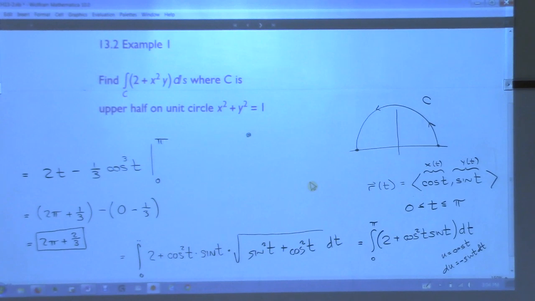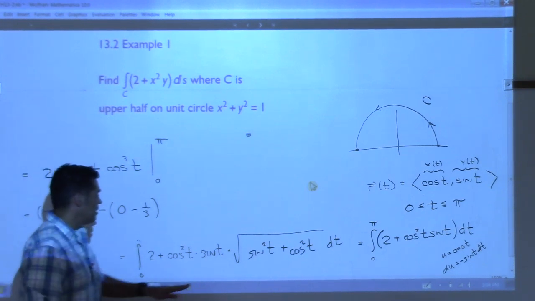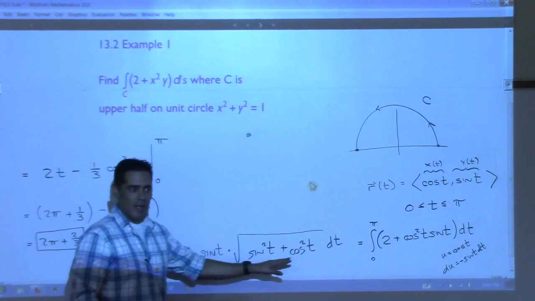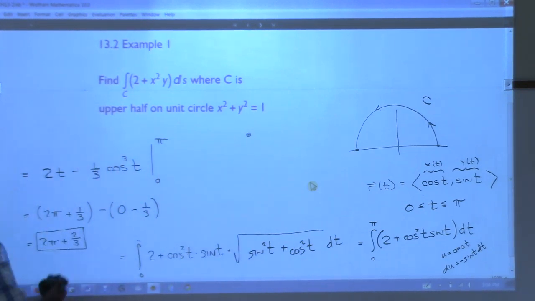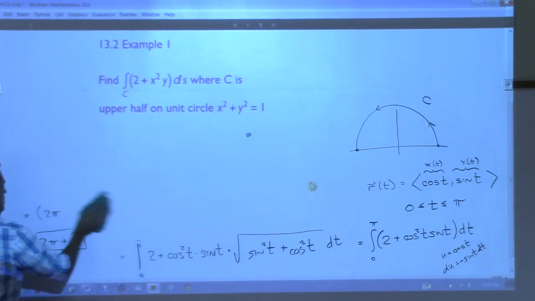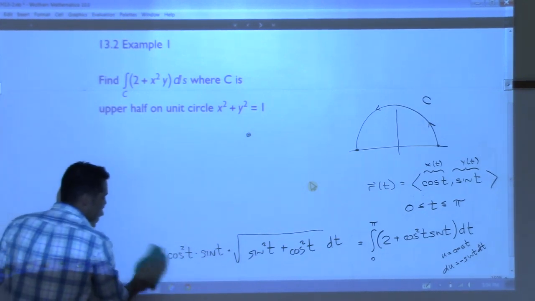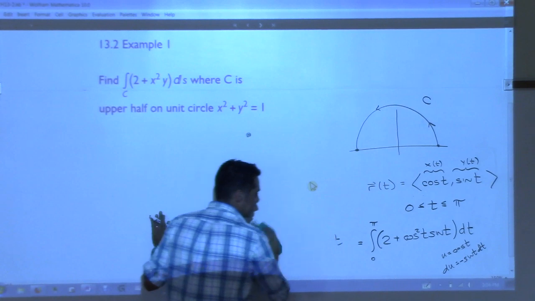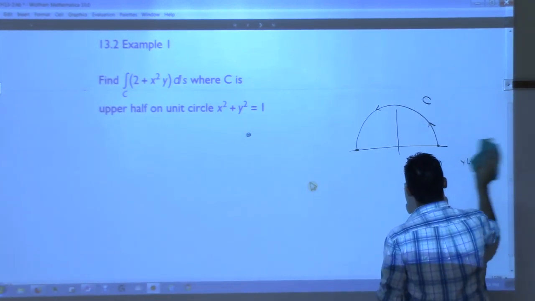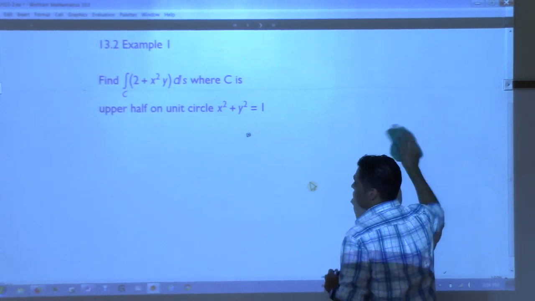All right? As you might imagine, this can become very ugly if it isn't nice. Imagine if this had been something else and we had to integrate that. So these problems have to be made really nice for us in order for them to work. Otherwise, we have to go to a computer or something to figure them out. All right, let's move on.